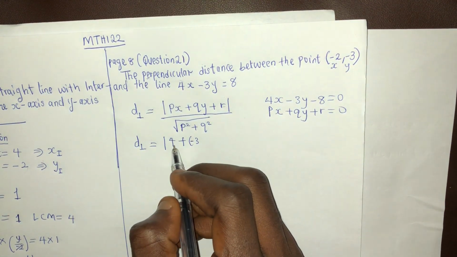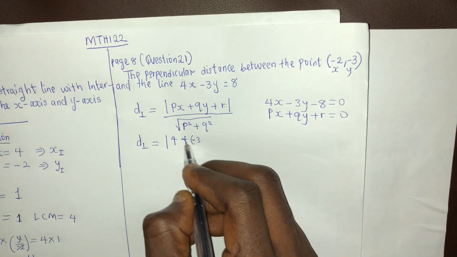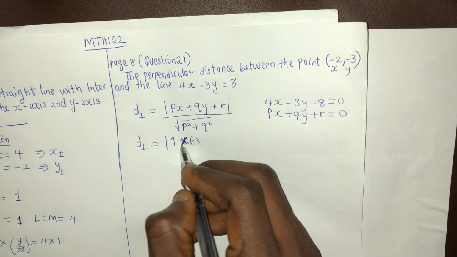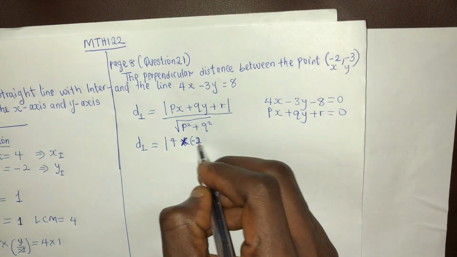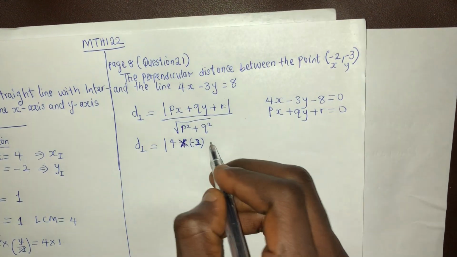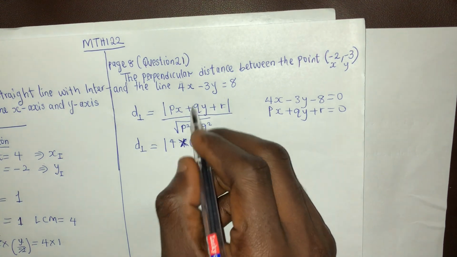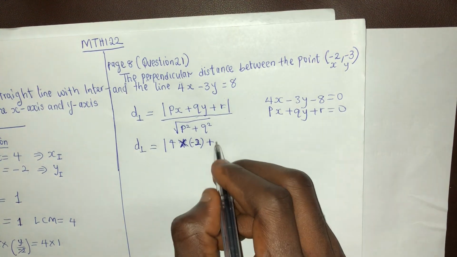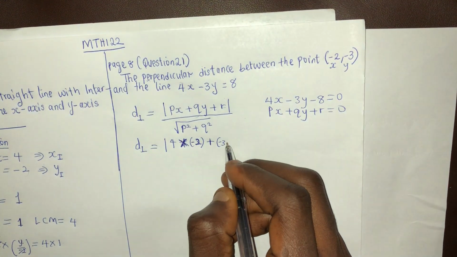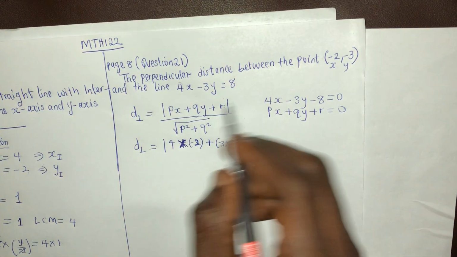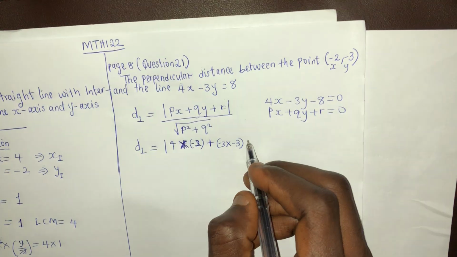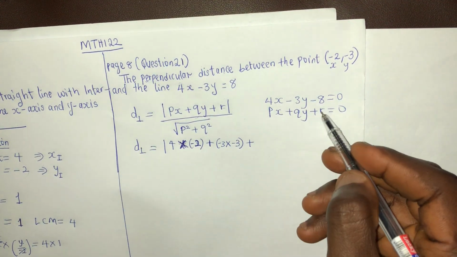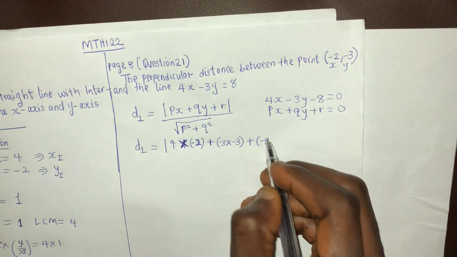Okay, I'm supposed to multiply, so this is supposed to be 4 times minus 2. Don't forget our x is minus 2, and then plus, what's our q? Our q from here is minus 3, so I have minus 3 multiplied by our y, which is minus 3 as well, plus our r, which is minus 8.